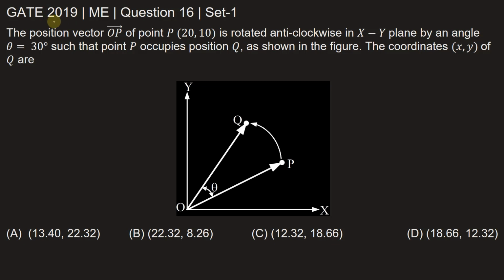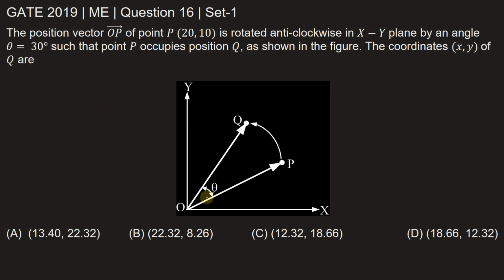This question is from GATE Mechanical Engineering 2019. This is question number 16 of set 1. The question is: the position vector OP of point P, whose x coordinate is 20 and y coordinate is 10, is rotated anti-clockwise in the xy plane by an angle theta equal to 30 degrees such that point P occupies position Q, as shown in the figure. The coordinates x, y of Q are.